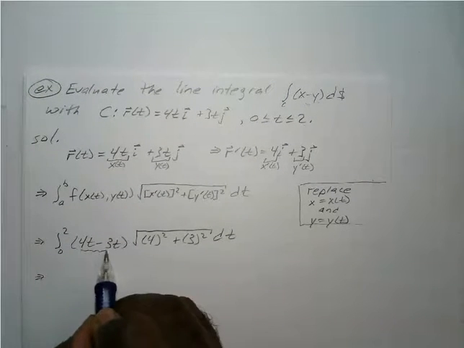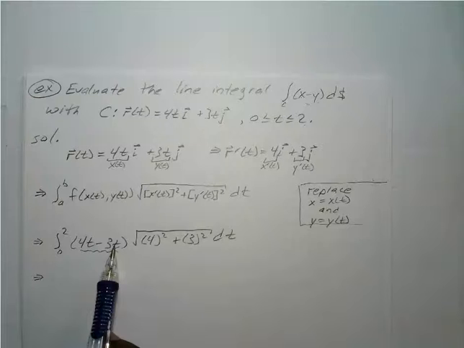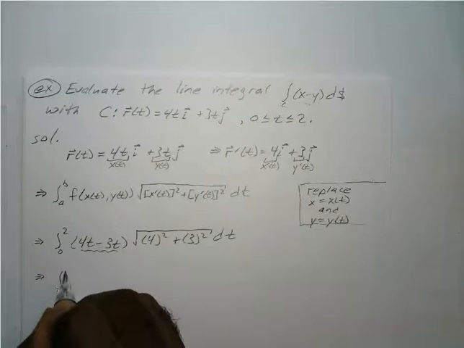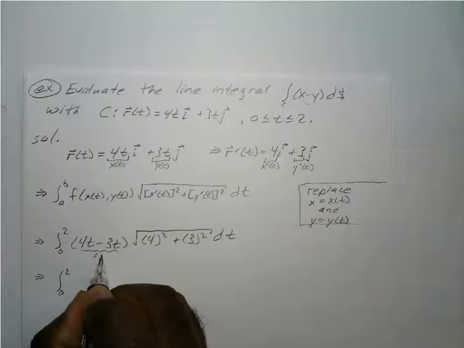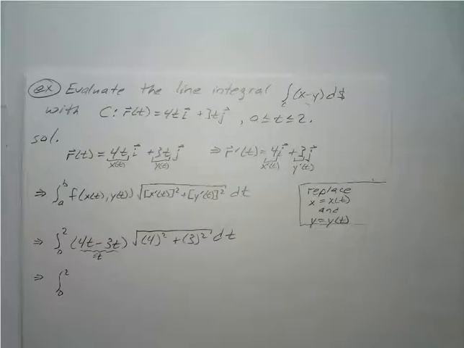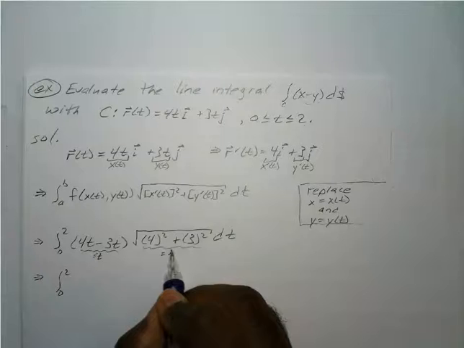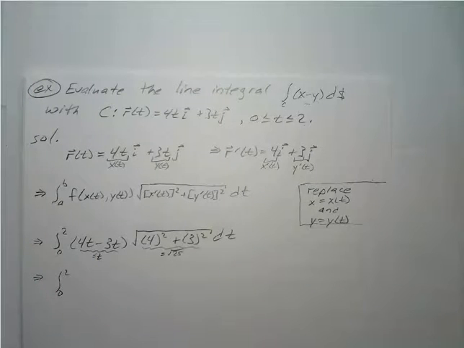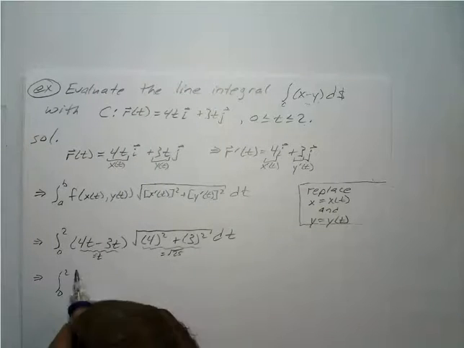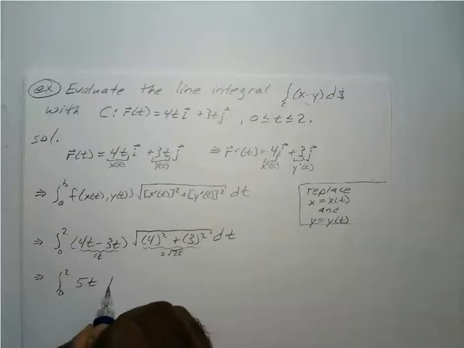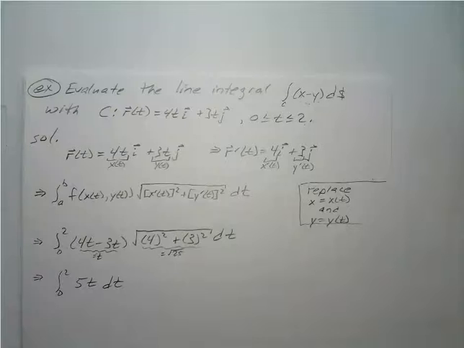Of course, we can simplify this. 4t minus 3t is just t. So integral from 0 to 2, that's just equal to t. And this is actually equal to the square root of 25. Okay, so here you have square root of 25 is 5 times t, so you have 5t, just 5t with respect to t.